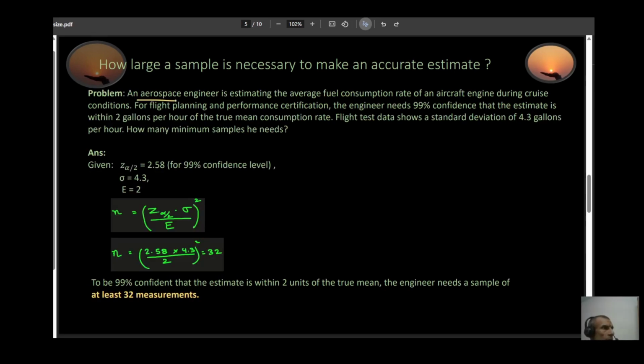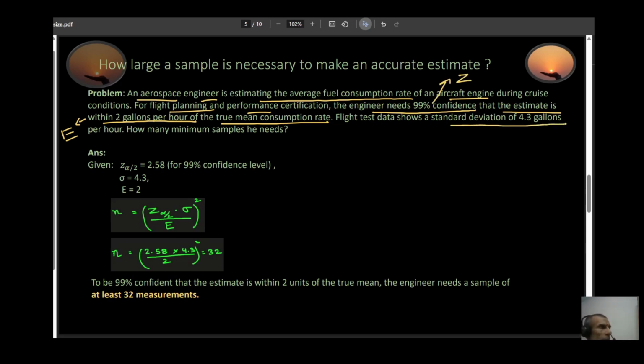So, an aerospace engineer is trying to estimate the average fuel consumption rate of an aircraft engine. For flight planning and performance certification, he needs a 99% confidence that the estimate is within 2 gallons per hour of the true mean consumption rate. This right here is your E, telling you the margin of error is this thing. And 99% confidence level, that tells me your Z right there. Flight test data shows a standard deviation of 4.3 gallons per hour. So we know our sigma right here. How many minimum samples does he need? So I need my N right here.